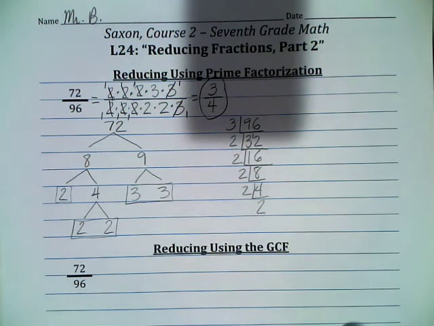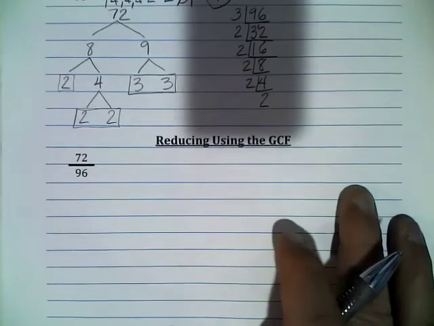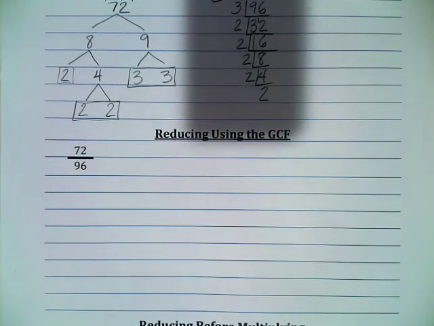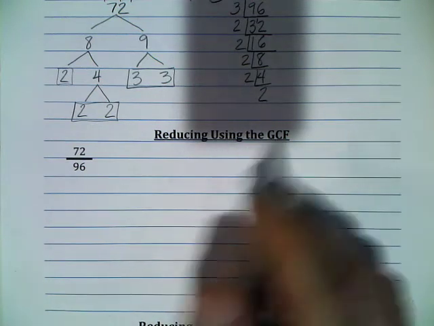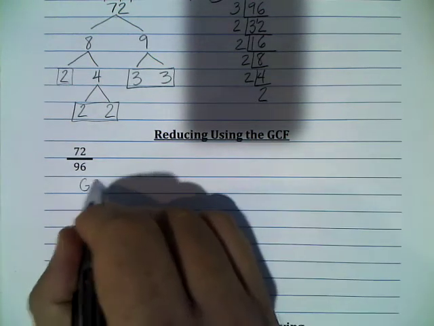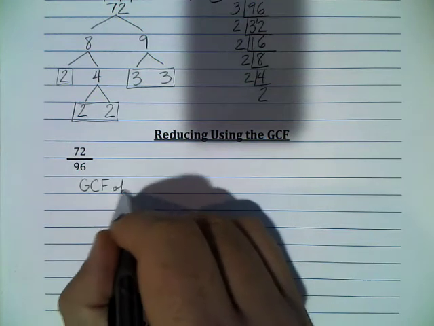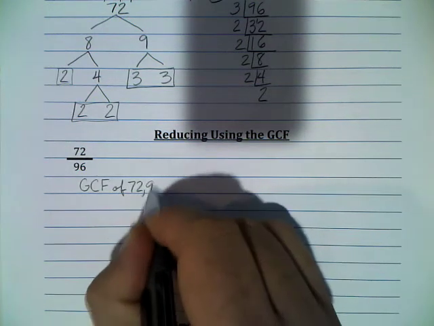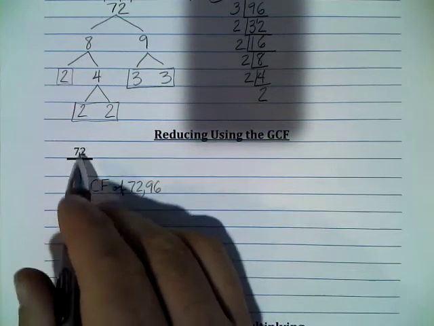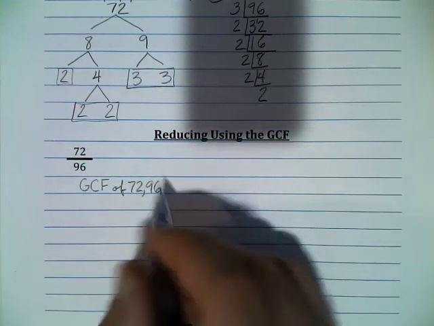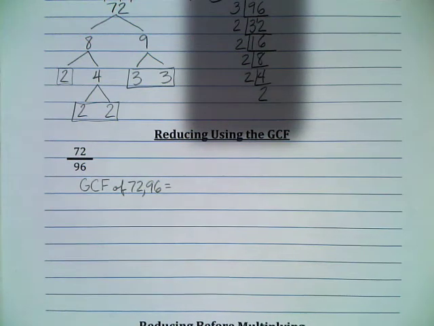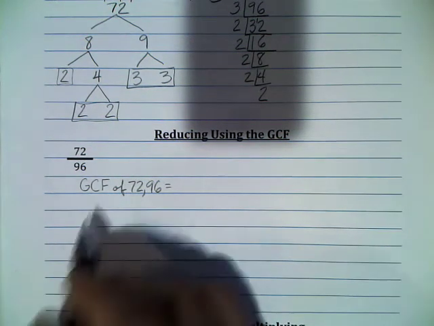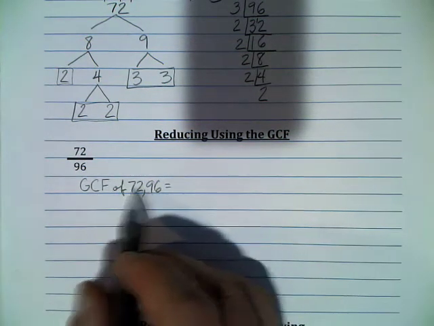So, we can also reduce using the GCF. So if I look for the GCF of 72 and 96, first I would have copied my fraction, then I've got that down. I'm going to look for this answer. So remember, to find the GCF, we're actually going to start backwards. So we're going to start with the factors. I want to find the factors of each number.